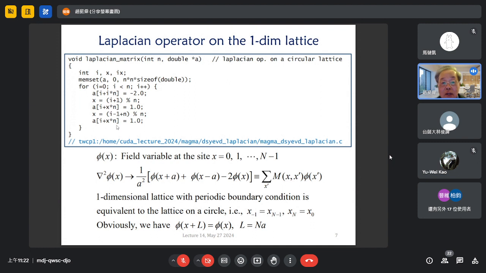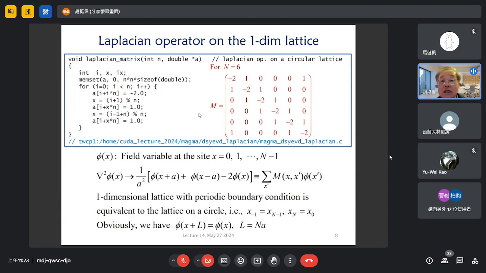And then this is the diagonal, the -2, and then this is the +1. So these are the two matrices. With this, say for example n equals 6, we'll generate a matrix like this. This backward one is here, the one goes here, and this one at the forward side is here. Go back here.